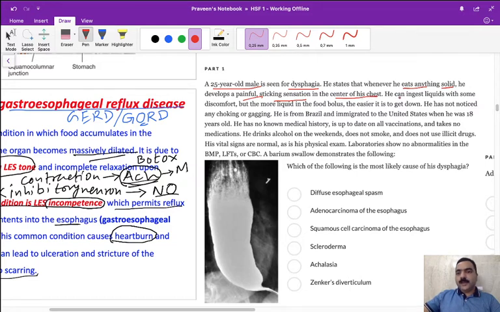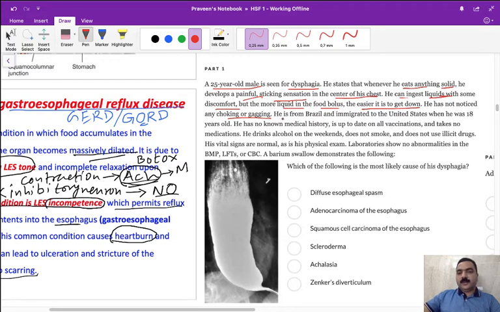He can ingest liquids with some discomfort, but the more liquid in the food bolus, the easier it is to get down. So as far as liquid is concerned, it is becoming easier for that to go down, but when it is solid, it is becoming difficult. He has not noticed any choking or gagging, because choking and gagging is the upper part, a problem especially within the upper esophageal sphincter or in the pharyngeal part.